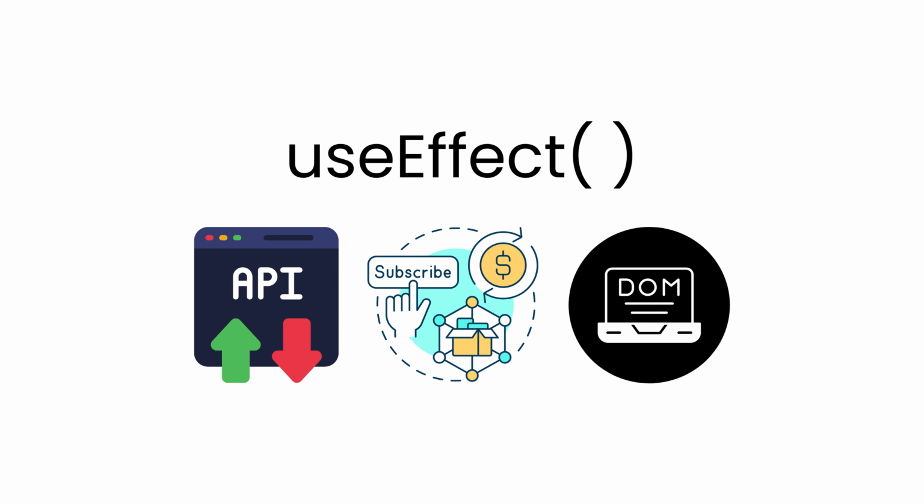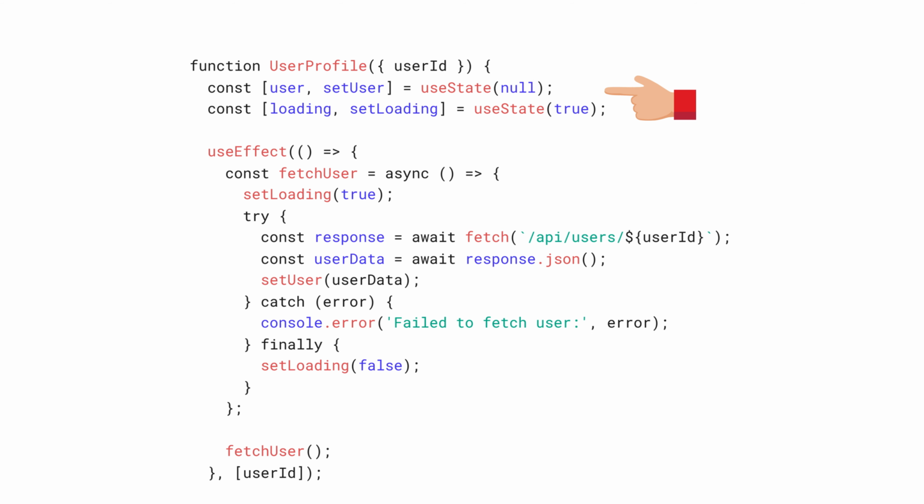Here's how it works. Breaking this down line by line, we start with two pieces of state for the user data and loading status. The useEffect hook runs after the component mounts, and whenever the userId prop changes, that's what the dependency array on line 20 controls. This approach is faster because React can optimize when to run effects based on what actually changed.